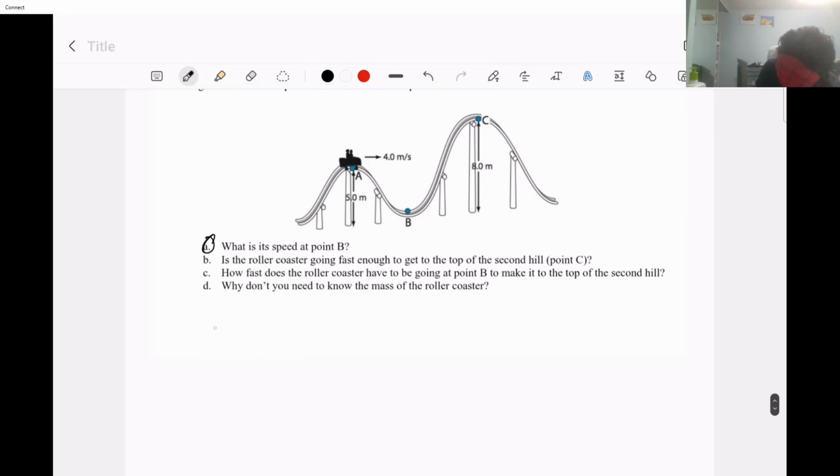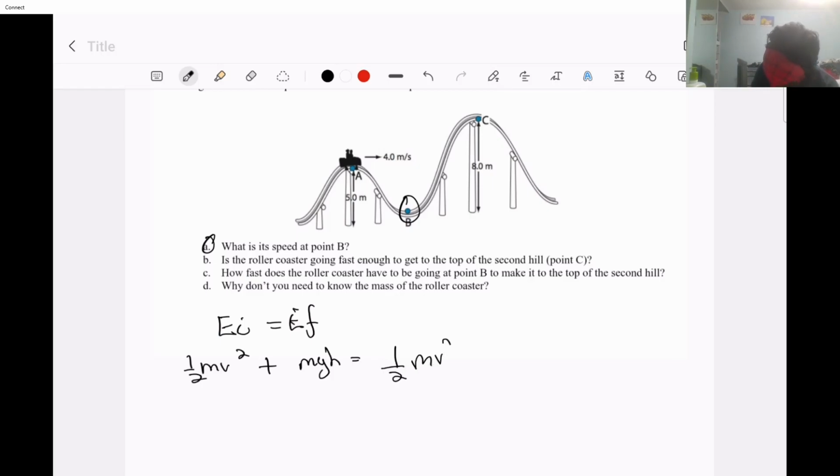So E initial equals E final. Initially, right, there is a speed, so there is kinetic energy initially. So 1/2 mv squared, and there's also gravitational potential energy since it's at a height. So mgh. And E final: at point B, it seems like it's at the ground basically. So there is no gravitational potential energy, but there is kinetic energy, so 1/2 mv2 squared.